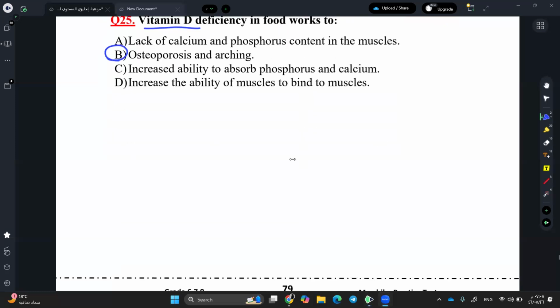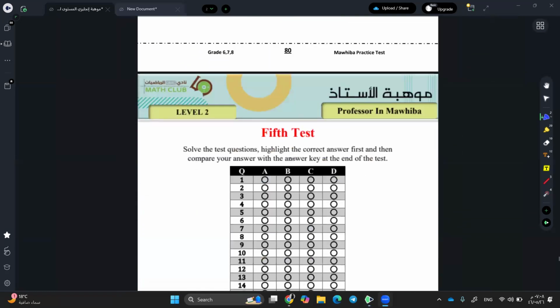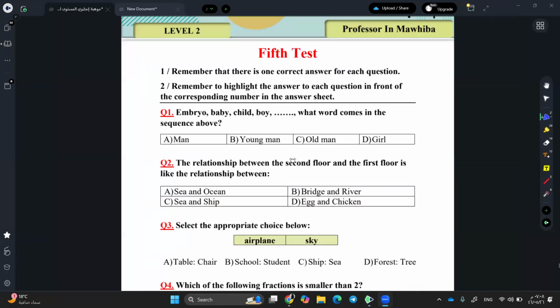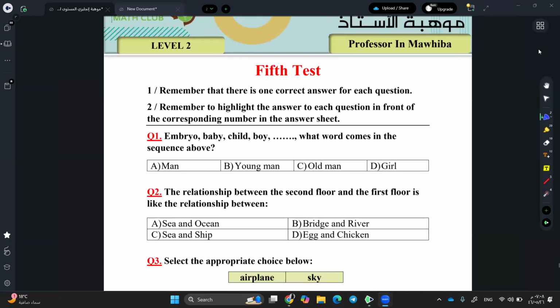Excellent. Okay. We have a fifth test. We're going to solve it together. I think we will have sufficient time. Okay. So take a 5 minute break and we will continue with the fifth test.